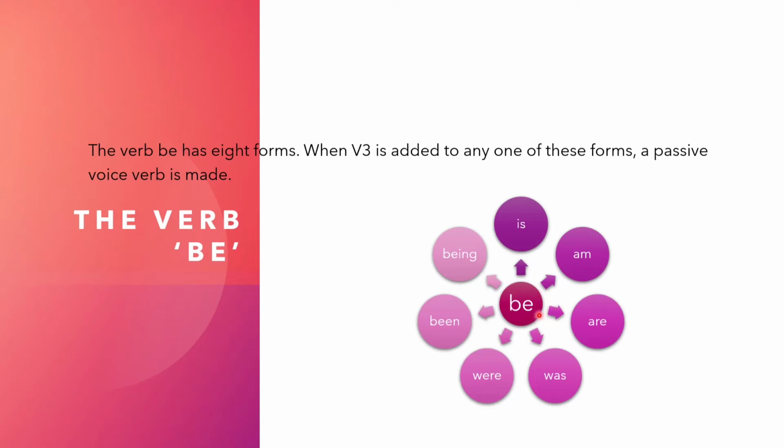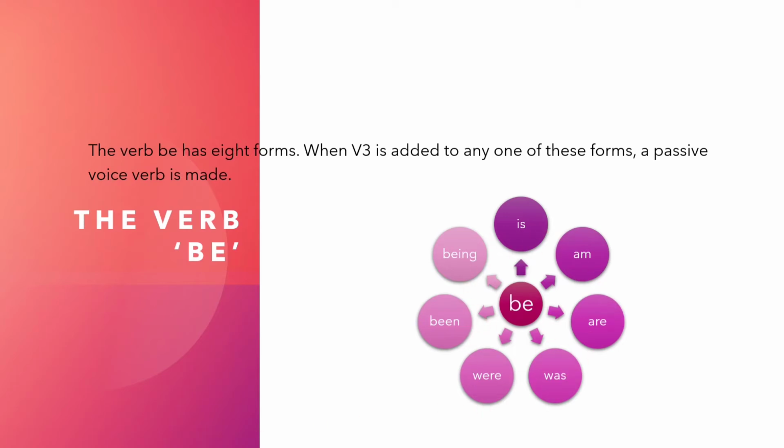You can say be is the V1 or base form. Is, are, these are the present forms of be. Was, were, these are the past forms. Been is V3 or past participle. Being is the ing form. So if you use V3 after any of these words, that is passive voice. Or you can say it is passive voice only if you use any of these words plus V3, or else it is not passive voice.